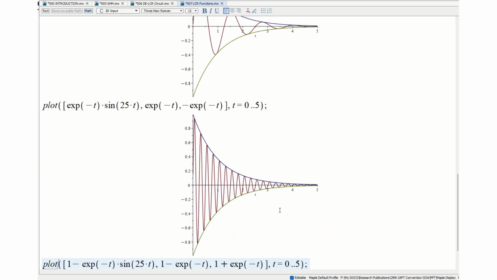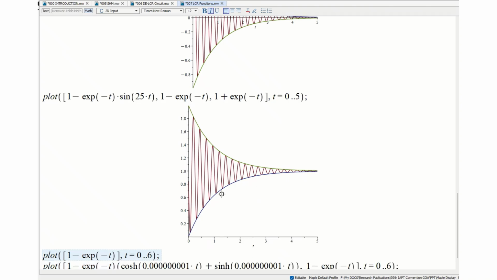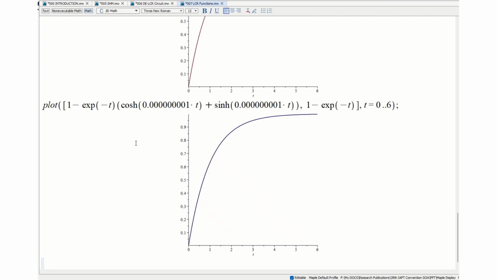This is a very interesting depiction wherein you can roll through certain things. This is the growth of current in the LCR circuit, 1 minus e to the power minus t into sine of 25t, which we have plotted. Now 1 minus e to the power minus t we have plotted. So this is how the functions behave in the actual to-scale plotting.